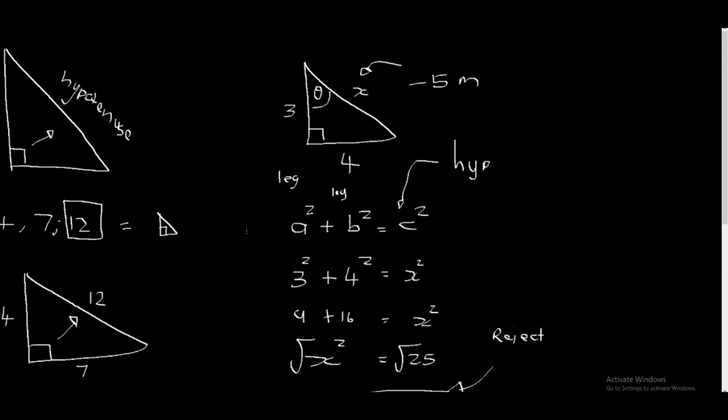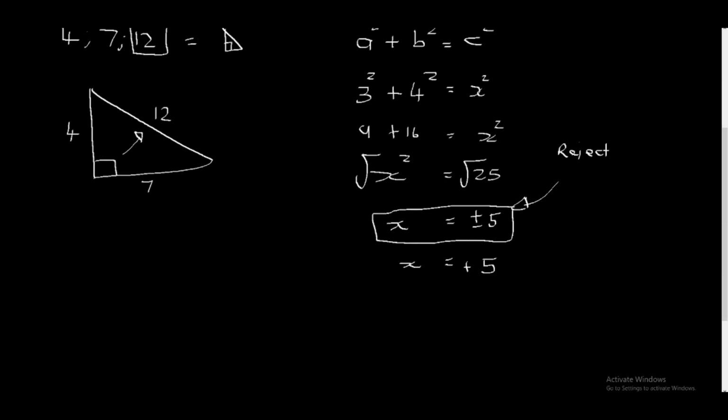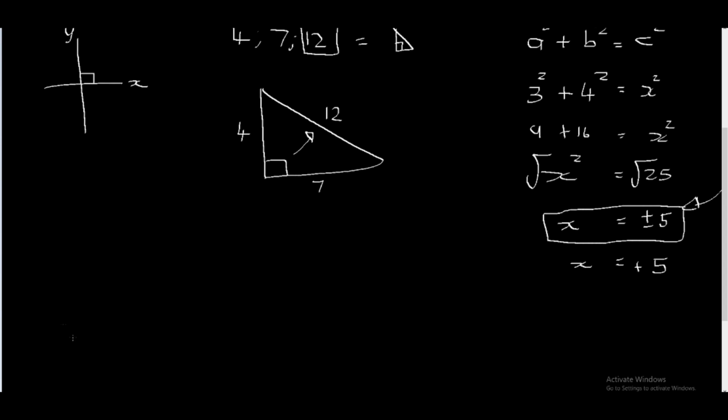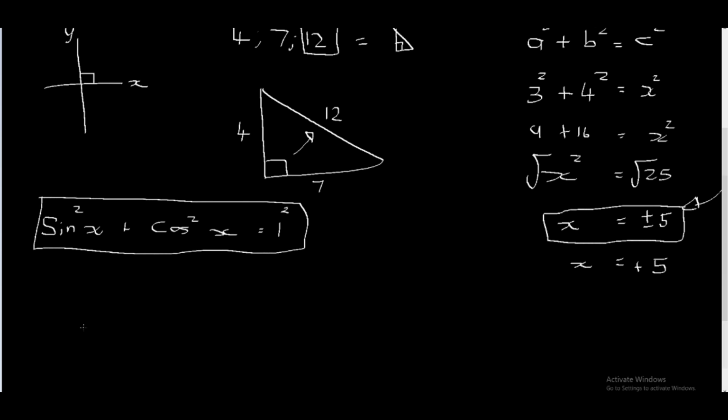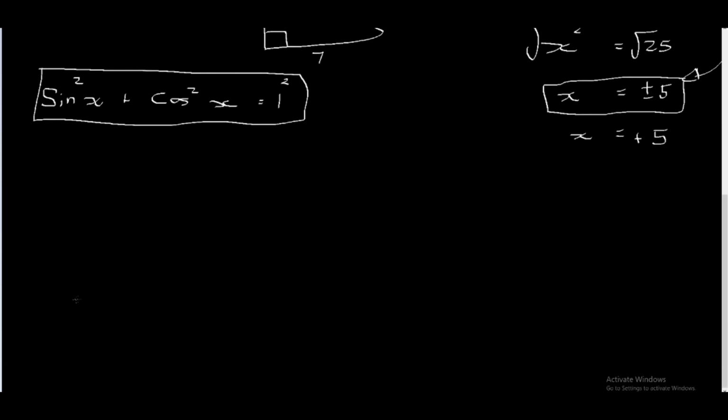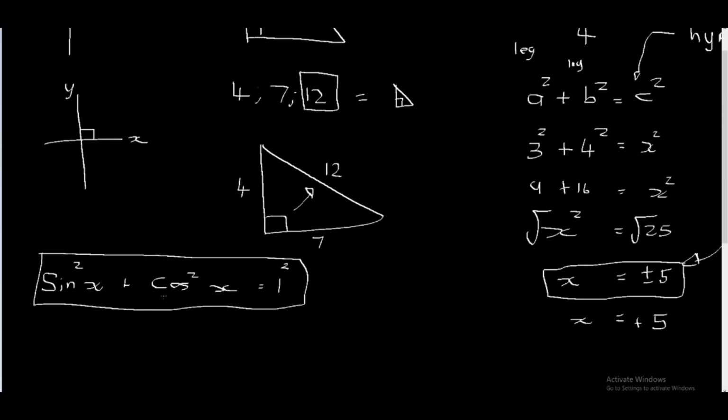So this is the Pythagorean theorem. Very, very basic. It gets a lot more complicated when you have trigonometrical identities like sine squared x plus cosine squared x equals 1 squared. Well, here we have a trigonometrical identity, and this might seem very familiar to you, but let's skip that for now.